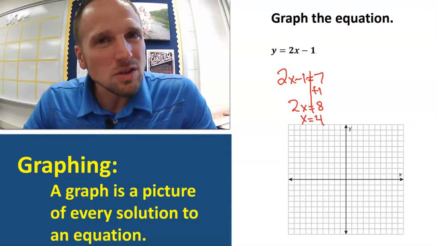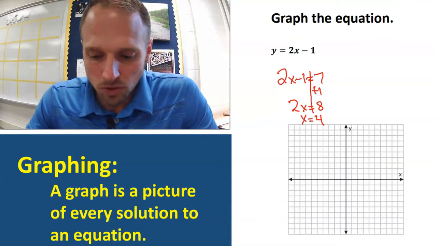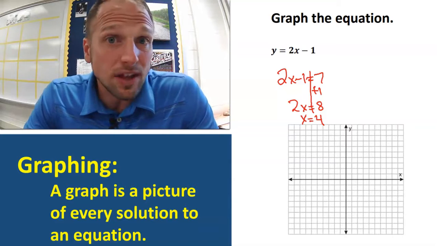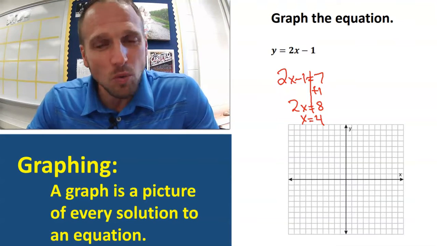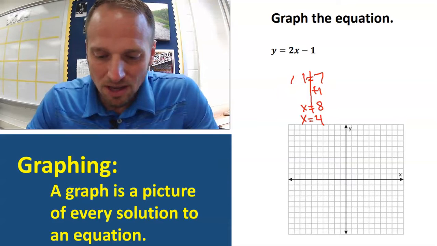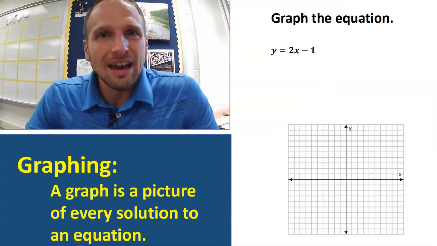And actually what that's going to mean is there is an infinite number of solutions to this. When it was 2x minus 1 equals 7, there was only one solution, and that answer was 4. But since there's more than one variable, there's actually going to be an infinite number of solutions to this. So what is that going to mean?